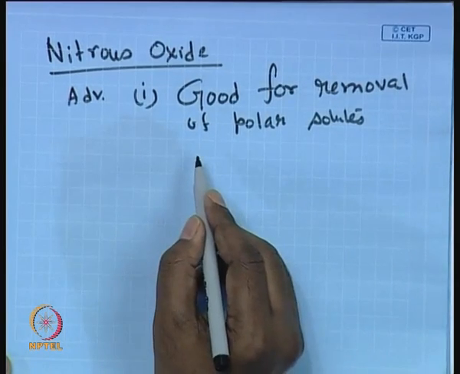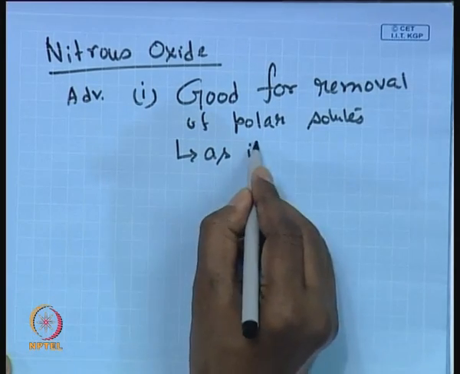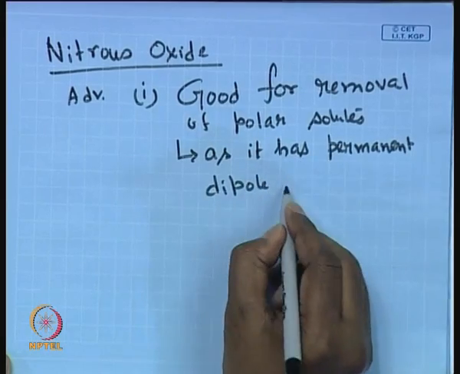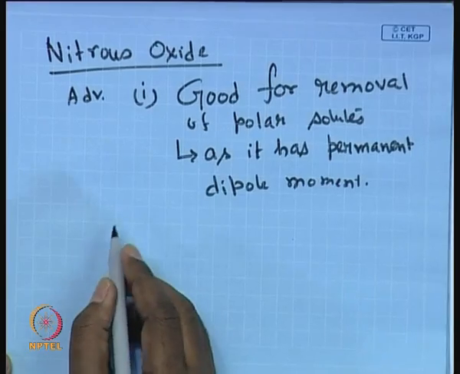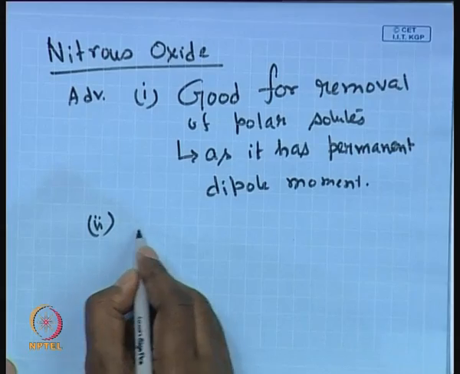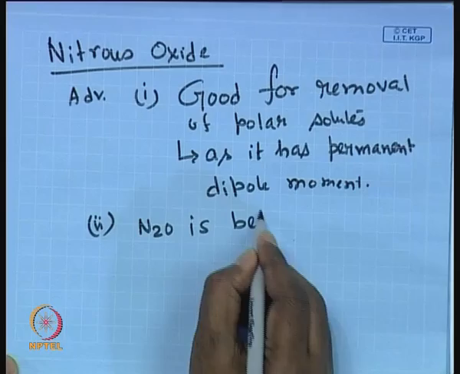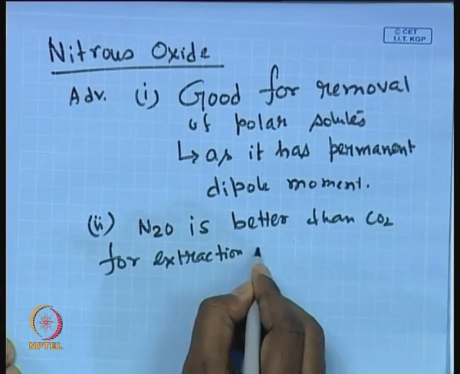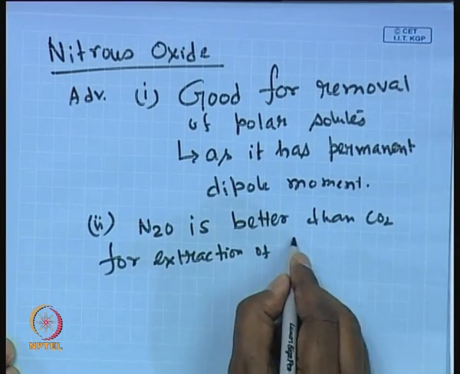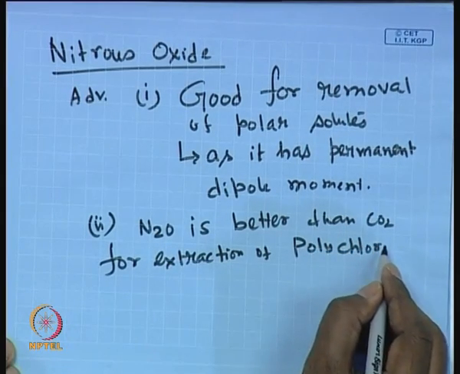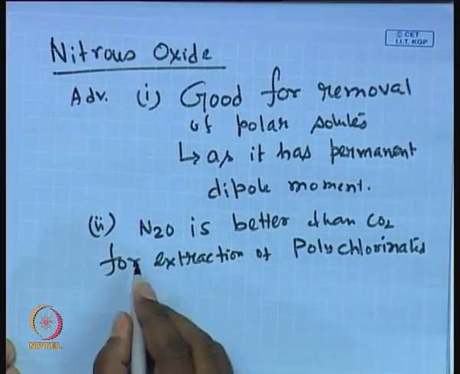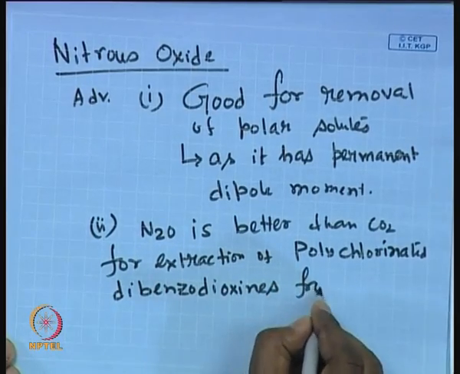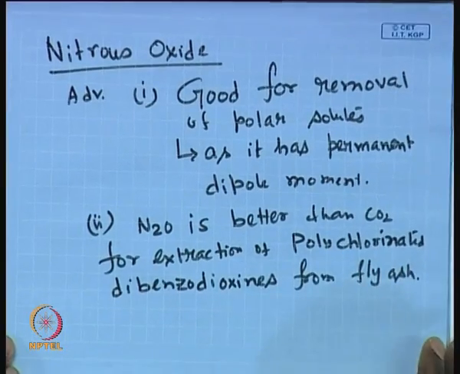Why is it good in this particular aspect? Because it has a permanent dipole moment. A typical example of nitrous oxide is that nitrous oxide is better than CO2 for extraction of polychlorinated dibenzodioxins from fly ash. Okay. So, this is called PCB.